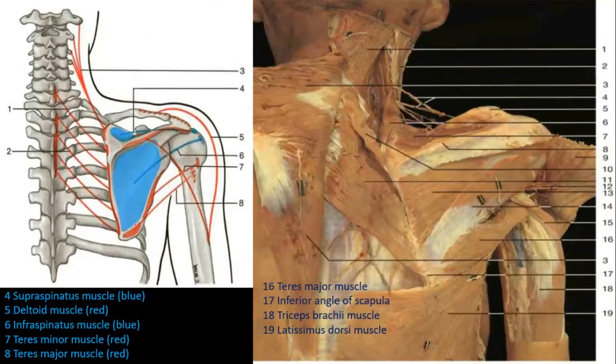You can see this is the origin on the dorsal surface near the inferior angle of scapula. Then you can see here in phantom because it is inserted on the medial lip of intertubercular sulcus. See, labeled number 8. Then the same muscle is this one. Number 16 is teres major muscle.